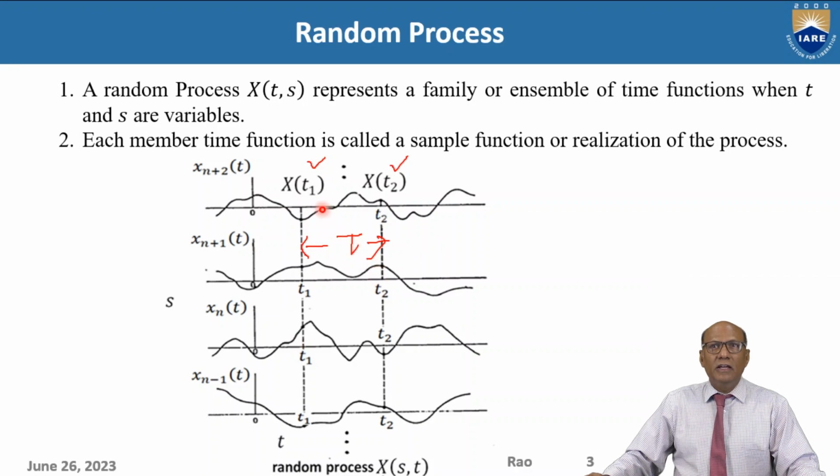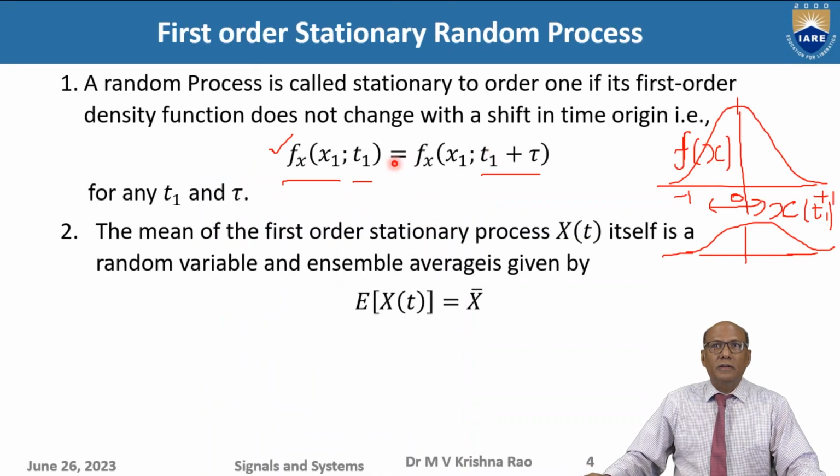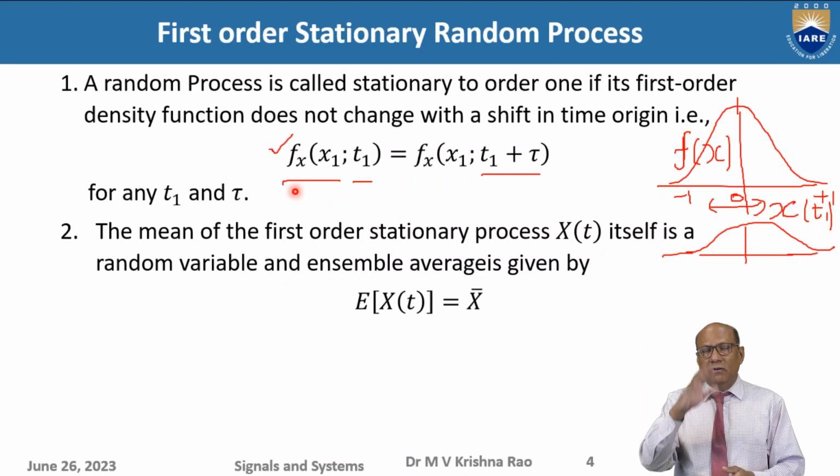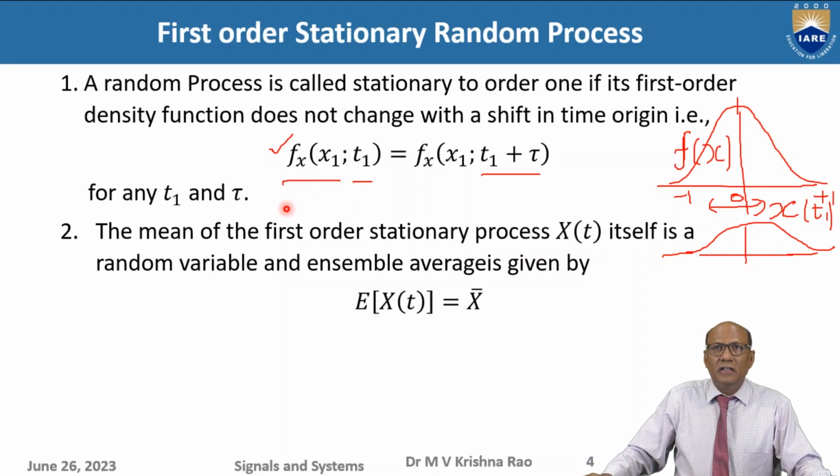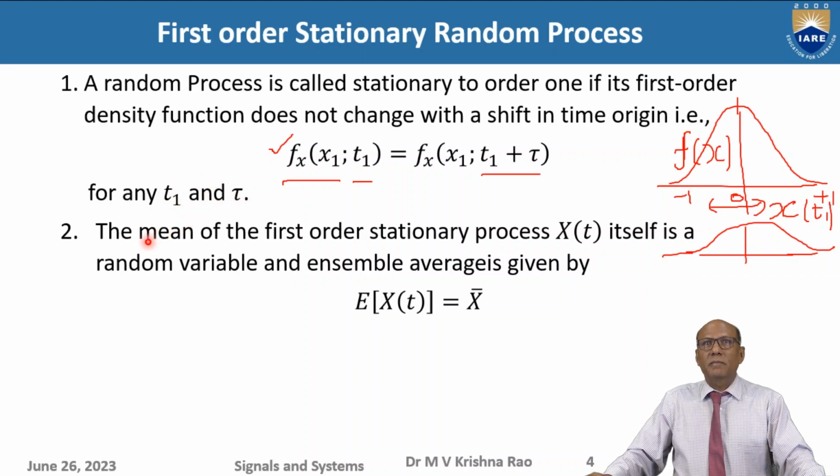So in that way, this T1 and tau both are random variables. They can take any value. So for all values, because they are horizontally infinite, vertically also an infinite number of sample functions are there. Sample functions means time functions. So these two parameters span minus infinity to plus infinity.